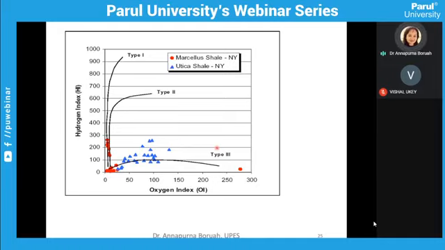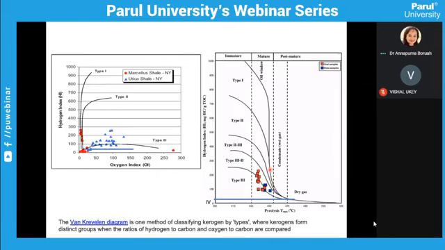But if you use this other, modified Van Krevelen diagram, temperature and maturity zones are also considered. So using this diagram you can identify both kerogen type and maturity ranges. Suppose here you have coal samples. Red color indicates coal samples and blue color indicates shale samples. The red coal samples are in the oil window, in the mature zone, and the shale samples are also in the mature zone.